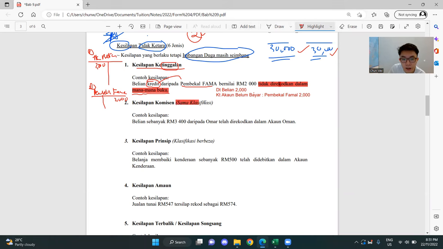Okay, here I say sama klasifikasi. See carefully, later you have to differentiate between this one, komisen, and kesilapan prinsip. Okay, they look the same, but they are not the same. Okay, so now, kesilapan komisen is sama klasifikasi. Contoh kesilapan, belian sebanyak 3,400 daripada Omar telah direkodkan dalam akaun Oman.